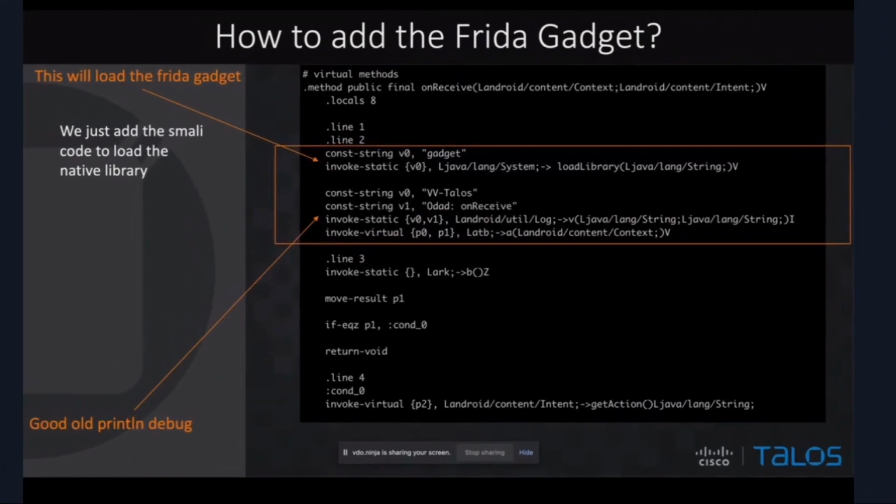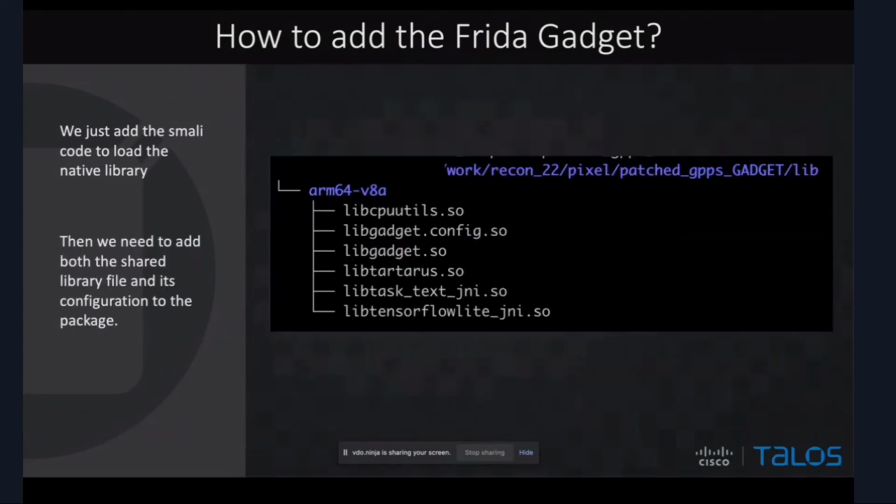And just to have some feedback to make sure that my code was running, I also added a simple print line, good old debugging print line. So when I see this on the logcat, I would know that at least my code has run, because I could have problems with Frida. There were a lot of things involved, so I wanted to have some good feedback.